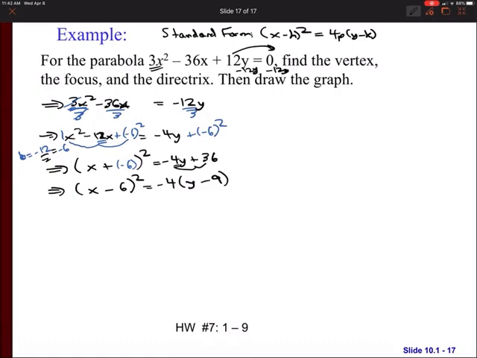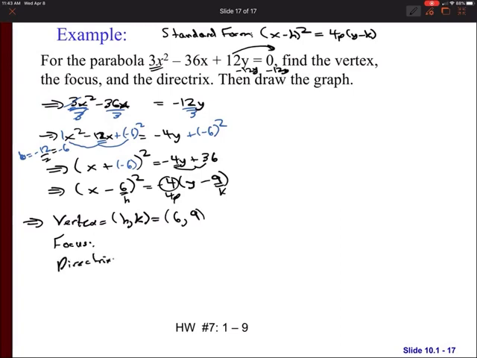And now I like it. Now I've got exactly what I'm looking for. There's h, there's the value of 4p. Well, there's subtracting from y gives you the value k. So our vertex for this parabola, that ordered pair h and k, we've got an x-coordinate of 6 and a y-coordinate of 9.